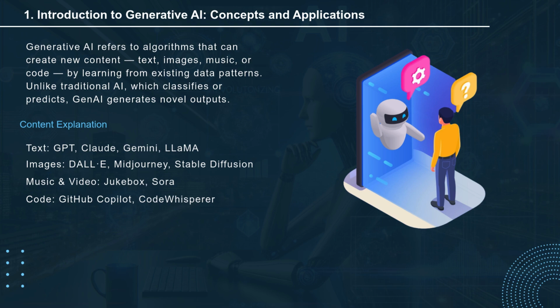Walk the audience through the examples provided under content explanation. Text generation: models like GPT, Claude, Gemini, and Llama can write articles, answer questions, generate scripts, and more. Image generation: tools such as DALL-E, Midjourney, and Stable Diffusion can create original illustrations, designs, or photorealistic images from text prompts. Music and video: technologies like Jukebox and Sora generate songs, soundtracks, animations, and even cinematic videos.